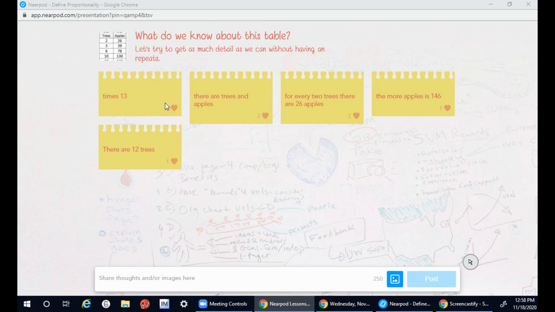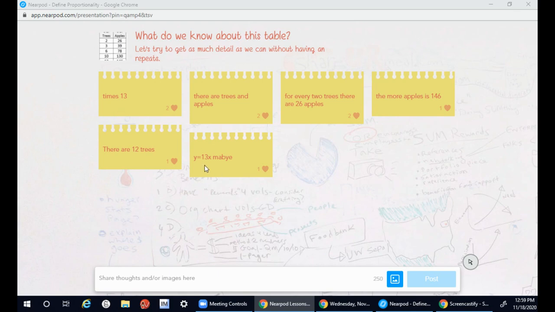I'm going to pose that question for you, for those of you that haven't responded, but let me go ahead and go through the rest of these. So I got, for every 2 trees, there are 26 apples. I like it. And I'm assuming this was meant to say the most apples is 146, and there are 12 trees. Ooh, beautiful. Oh my goodness, someone made an equation, and a correct one. So don't put maybe, show your confidence.